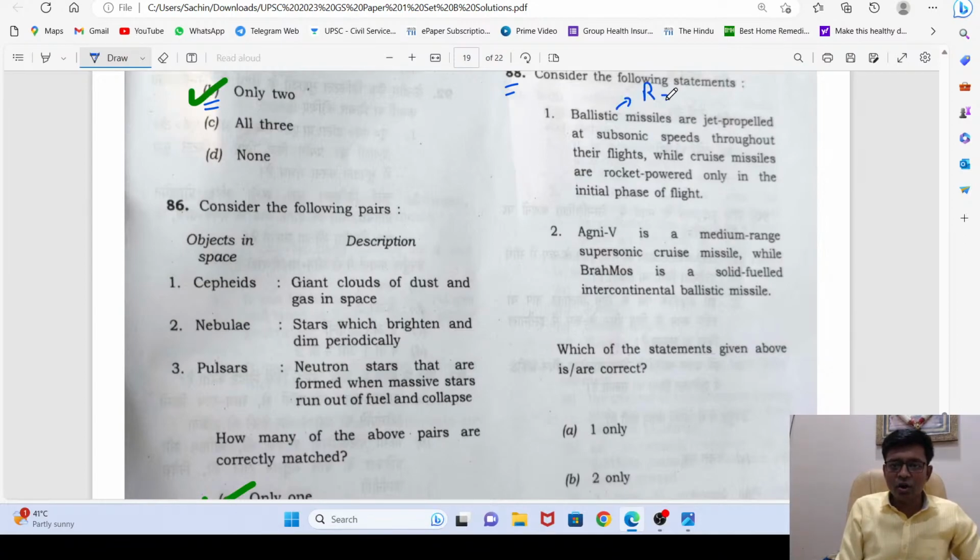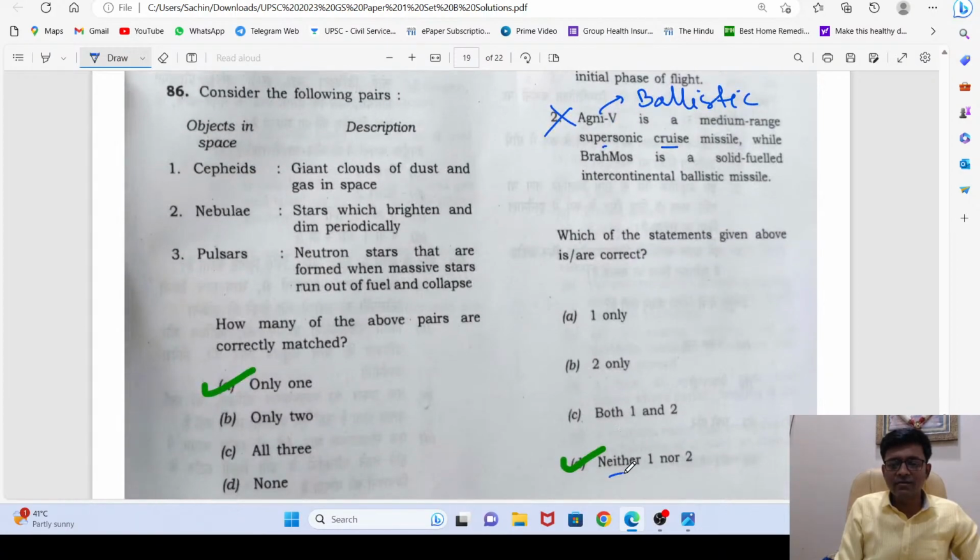Ballistic missiles are rocket propelled. So the statement that missiles are jet propelled is wrong. Then Agni 5 is a ballistic missile. It is not a cruise missile. So wrong. Your answer is neither one nor two.